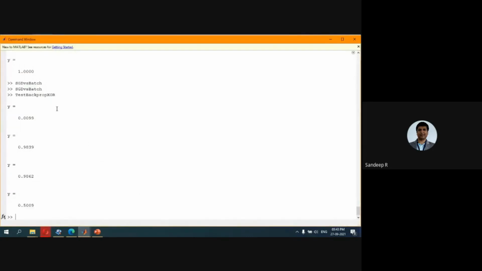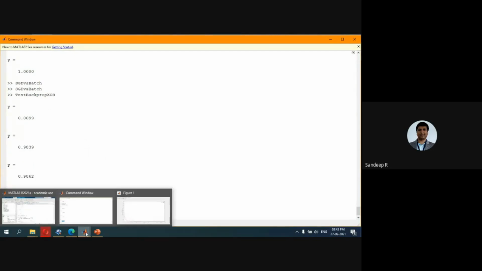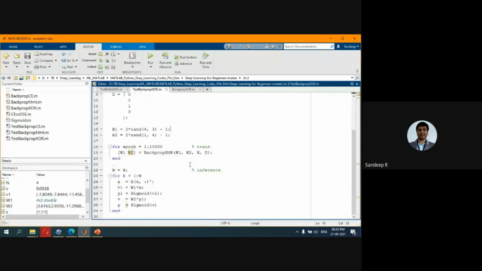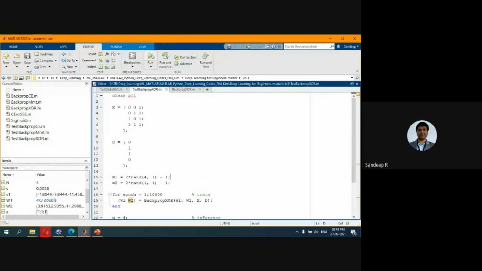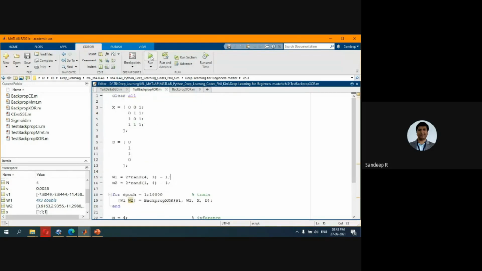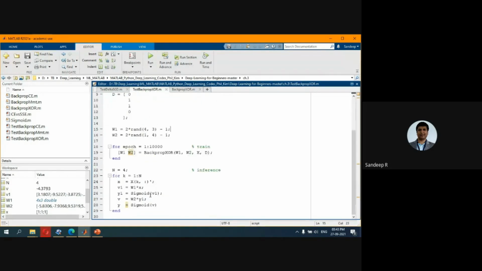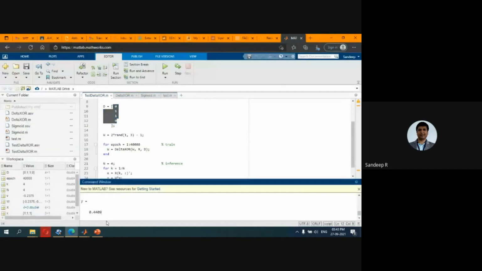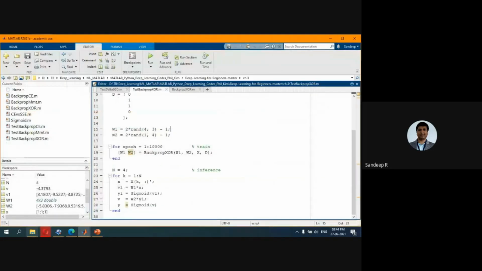Okay, so we have run this. This is 0. This is 1. This is 1. And this, why are we getting 0.5? It should have been close to 0. Just a minute. Let me rerun again. 1 second. This is backprop XOR. Yeah, okay. And so let me show it.